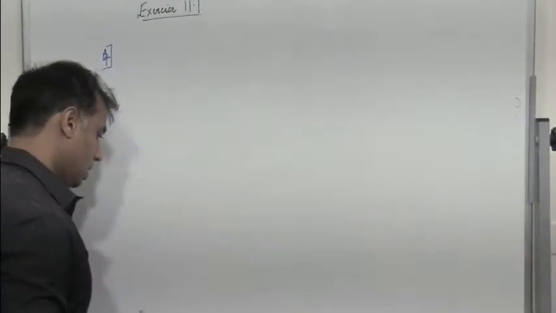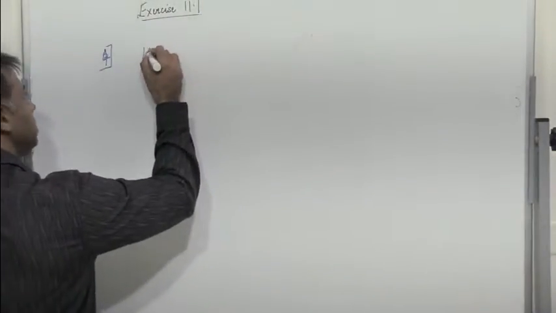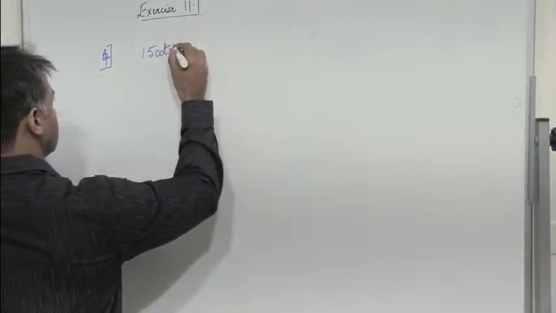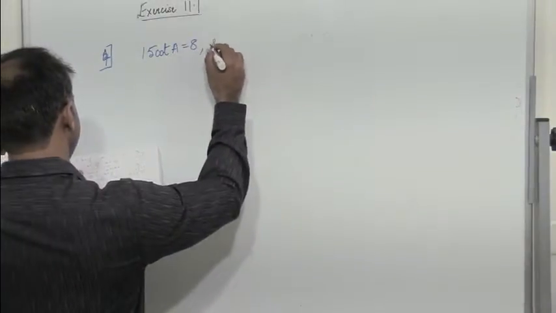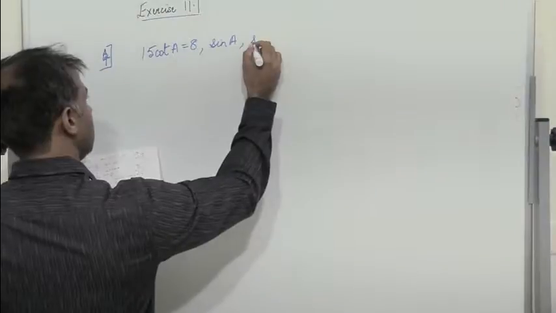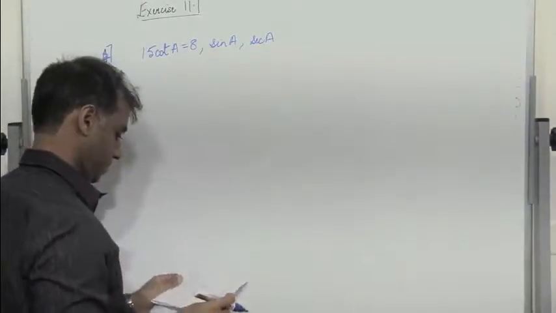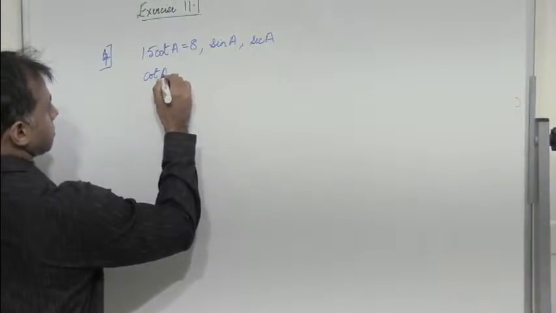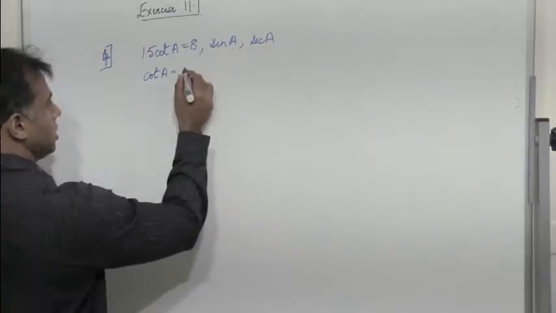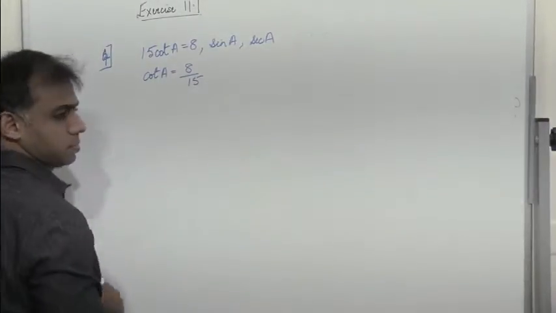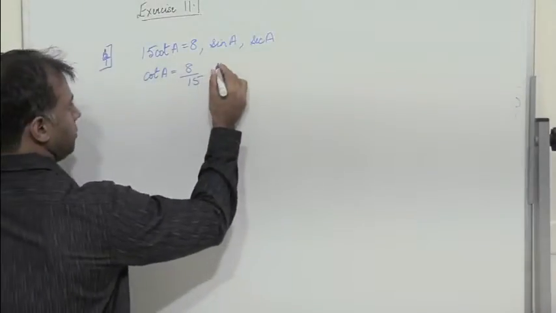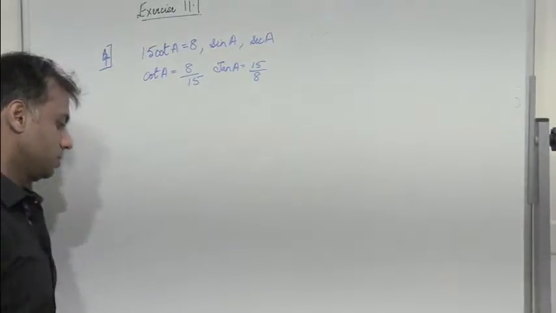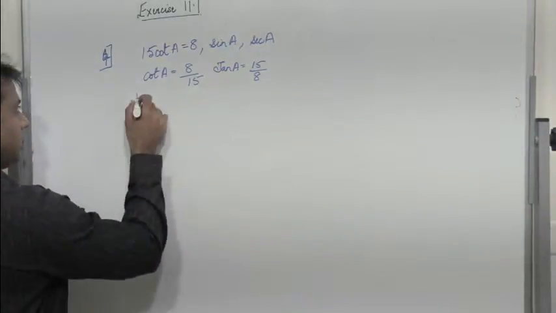Problem 4. Given 15 cot A equals 8, find sine A and secant A. Okay? So cot A, this 15 I'll bring it down here, so that gives me 8 by 15. So if cot A is 8 by 15, what is tan A? It is 15 by 8. Very simple. So this happens to be a right angle triangle again.